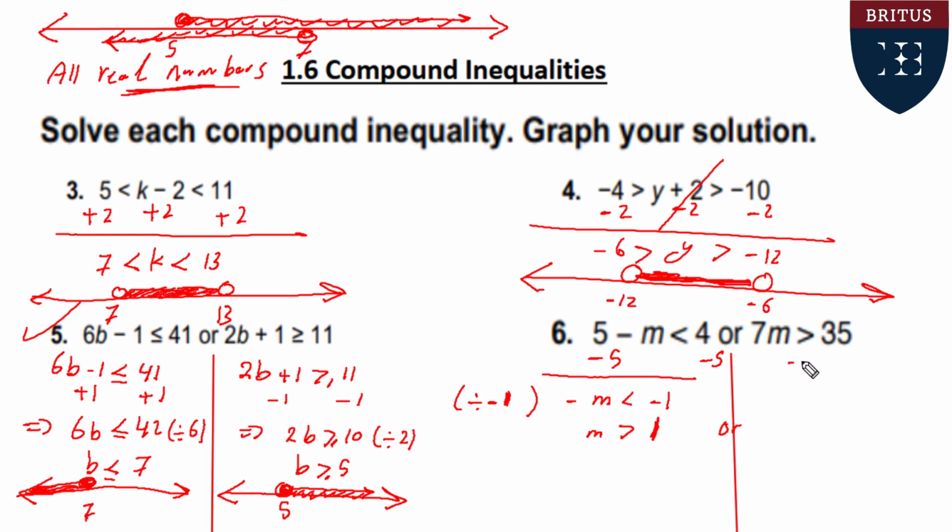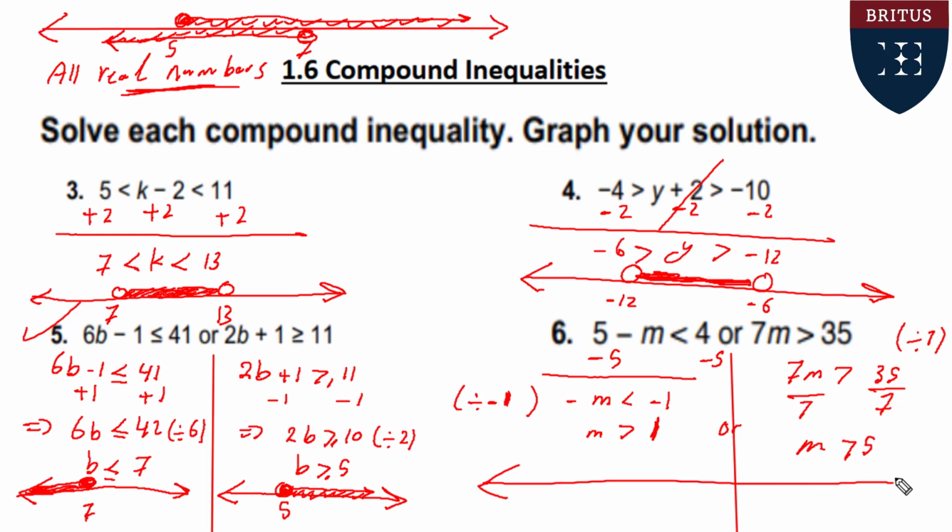Or next, 7m is greater than 35. I will divide both sides by 7. It's easy. We get now that m is greater than 5. Just draw a line and write 1 and 5. First, m is greater than 1, so unshaded circle and shade all the real numbers to the right. And also we have m is greater than 5, unshaded circle at 5, and shade all the real numbers to the right of 5.